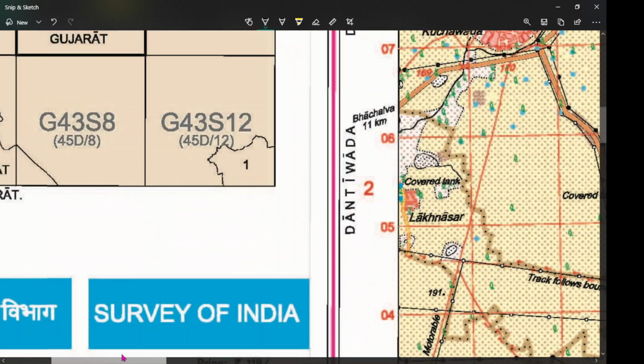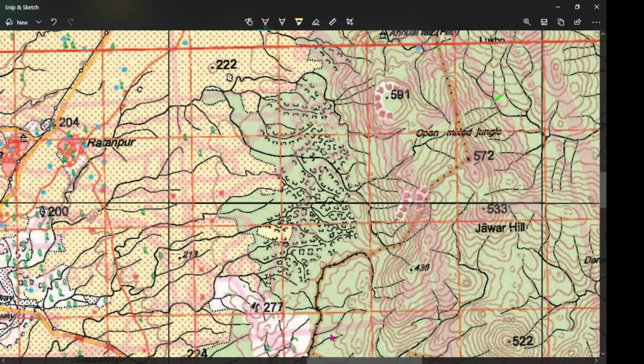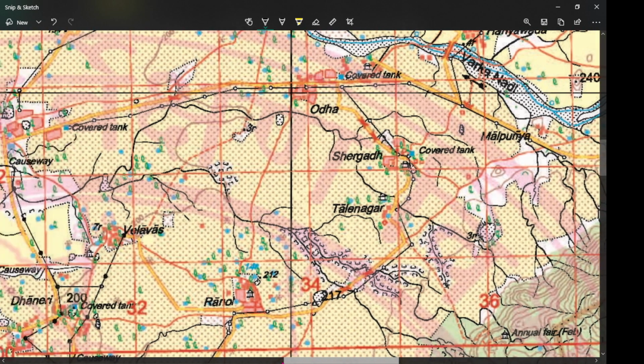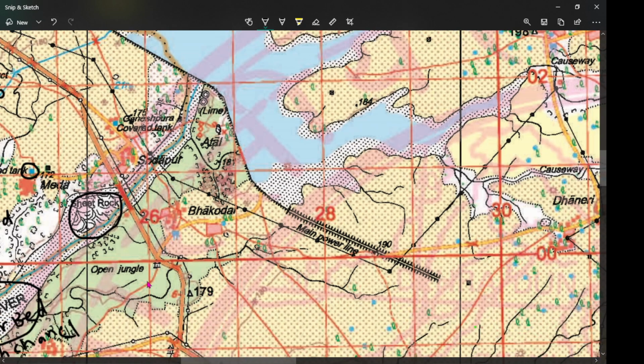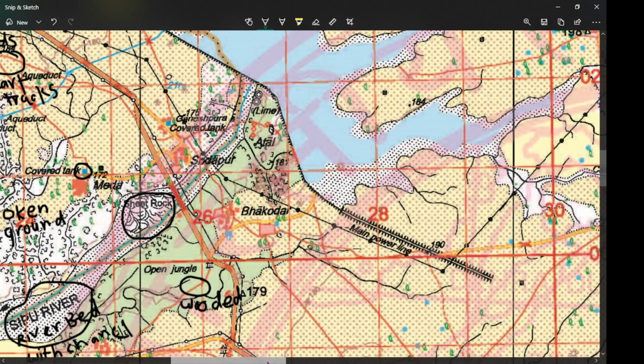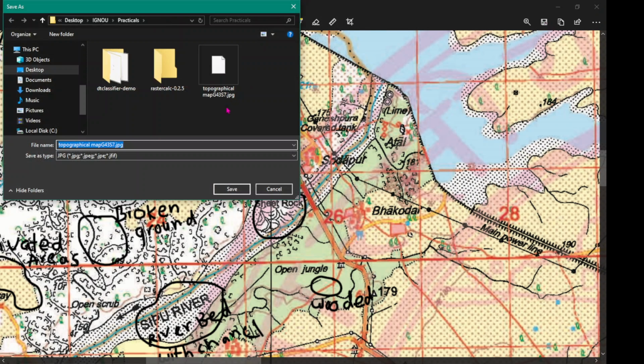This green, try searching for what exactly that green region is, which is here. This is cultivated. This is wooded. Okay, so these are wooded. We find them here. The wooded. So similarly find all those features that you are able to find within this particular map, and then you may also save this.